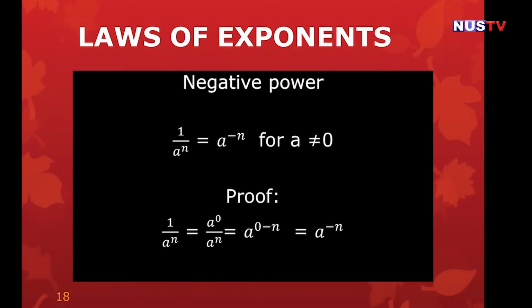For example, if you have 1 over a to the power of n, remember that just before this we said that 1 is the same as a to the power of 0. So, in the quotient law of powers, we can say a to the power of 0 divided by a to the power of n is equal to a to the power of 0 minus n. And 0 minus n means you have a to the power of minus n. And that's where the negative power comes from.